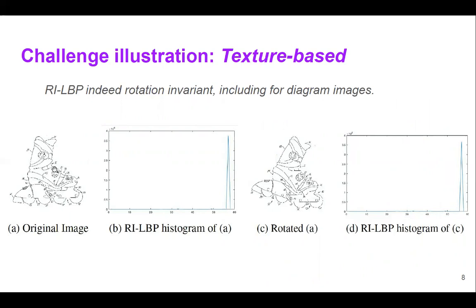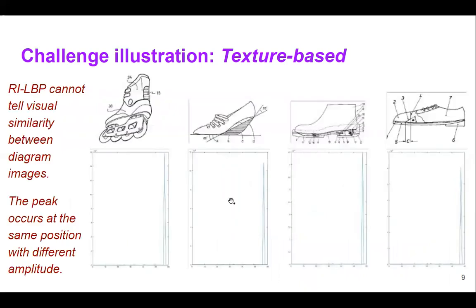This image is slightly rotated from this image. We can see their RILBP histogram is the same. But RILBP cannot tell visual similarities between diagram images. We can see these diagram images are very different. But the RILBP histograms for the 4 shoes, the peak occurs at the same position, but with different amplitude.